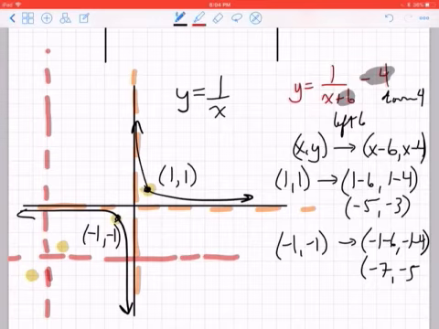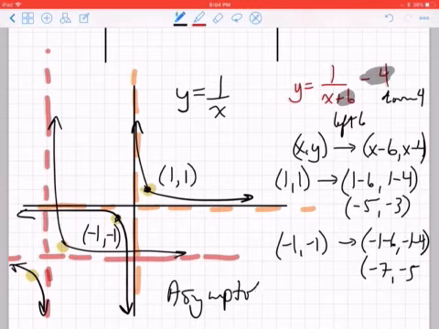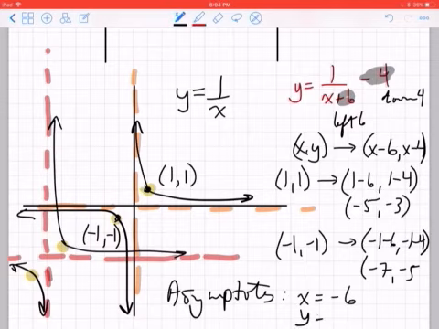So then when we go to graph our function, it ends up having these asymptotes. It's going to have asymptotes at x equals -6 and y equals -4. Okay. What's interesting is that the asymptotes are the exact same as the translations.